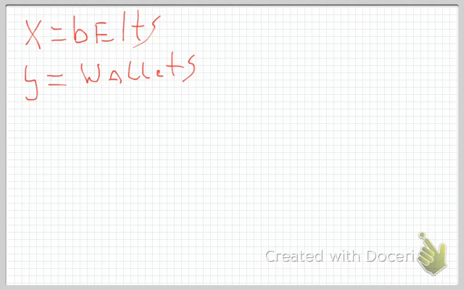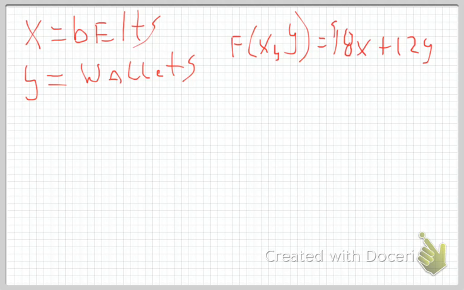Now if you notice, we can go over here and go f of xy, and we know that we get profit, we get $18 per belt, plus we get $12 per wallet. So that's going to be our function for this linear programming problem. All right, we know these things as well.